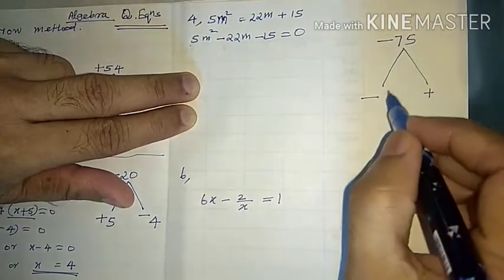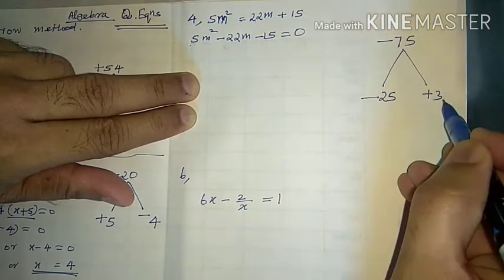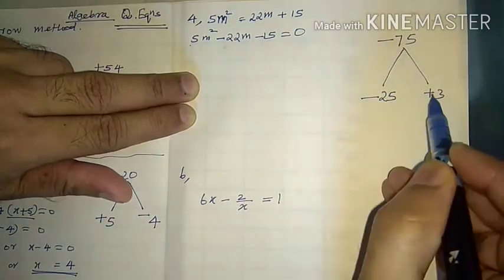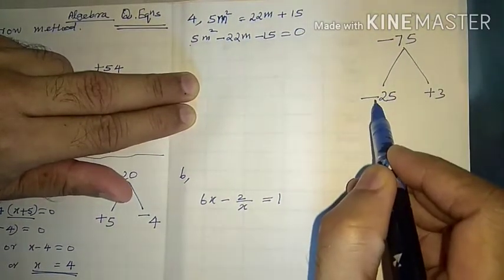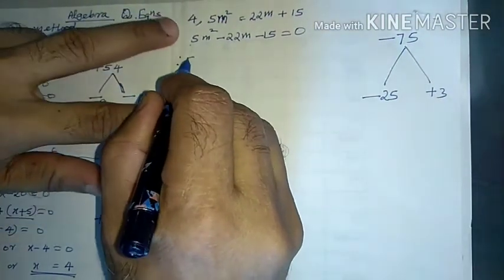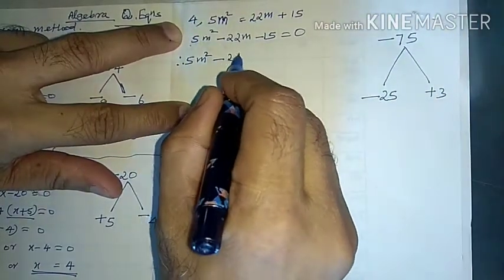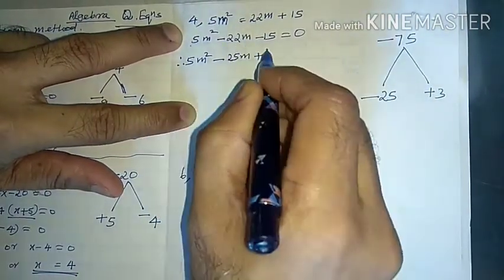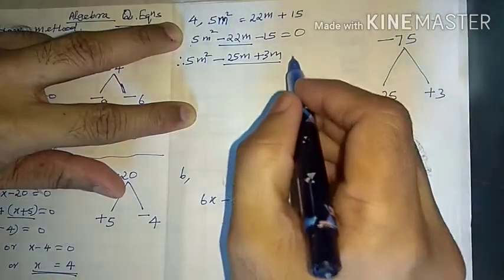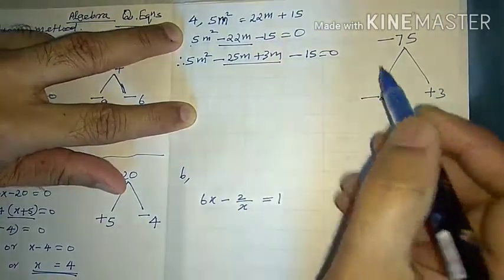And it is 75. We know this is 25 and 3. 25 3s are 75 here. Because addition, 25 minus 3, 22 with a greater number sign, minus 22 that we have here. Therefore, this is 5m square, this becomes minus 25m plus 3m. This together, this single term. This minus 15 separately equal to 0.